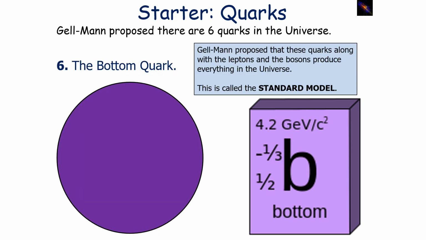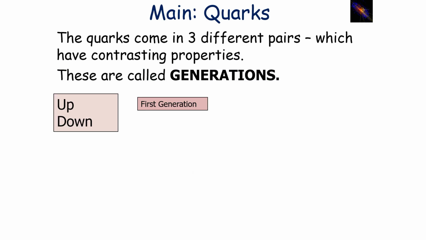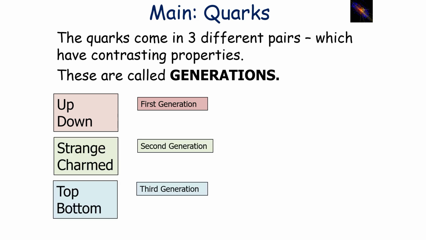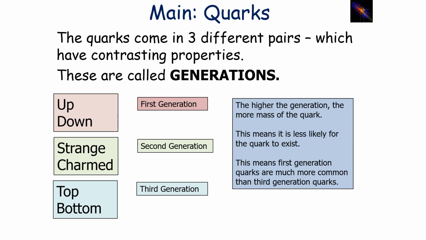Now Gell-Mann proposed that these quarks along with the leptons and bosons produce everything in the universe, which he called the standard model. So our quarks come in 3 different pairs which have contrasting properties, which he called generations. You've got up and down, the first generation, strange and charmed, the second generation, and top and bottom, the third generation. The higher the generation, the more the mass of the quark.